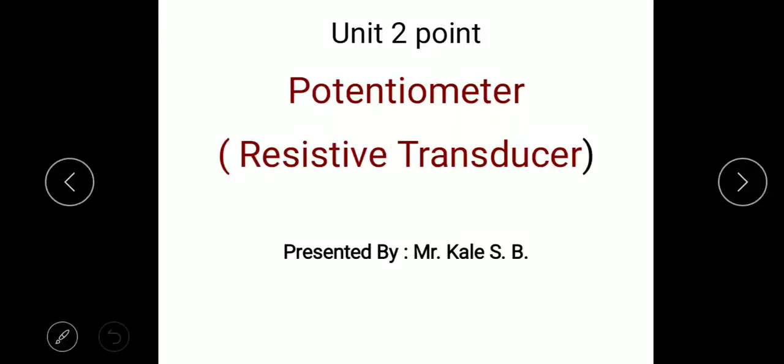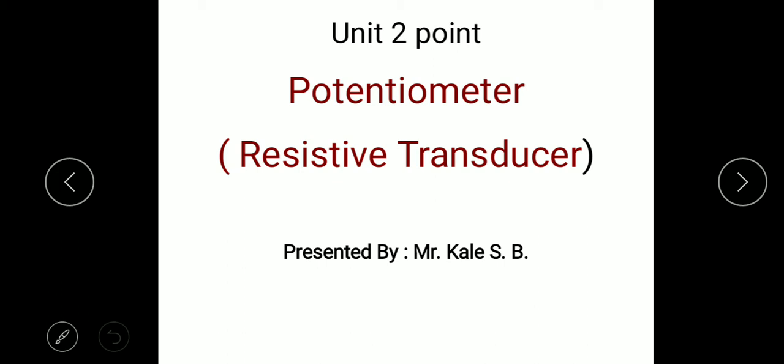Hello dear students, today we are going to see the revision point, unit number 2, potentiometer. Another name of potentiometer is resistive transducer. Now we all know what is meant by the transducer. A transducer is a device which converts one form of energy into another form.